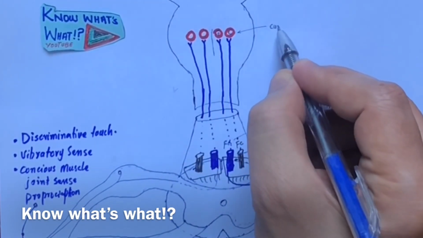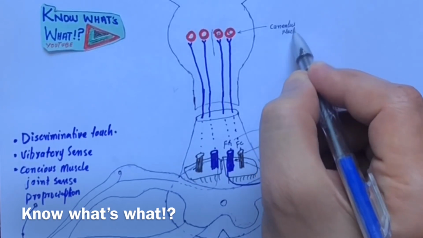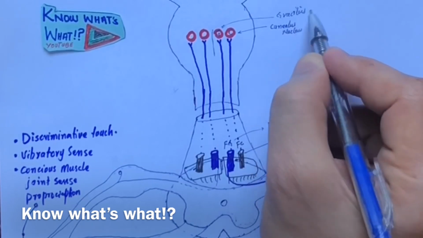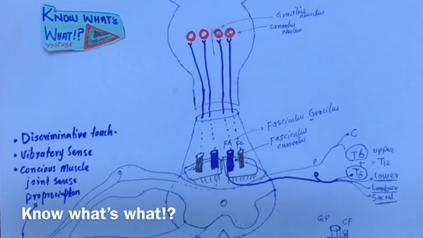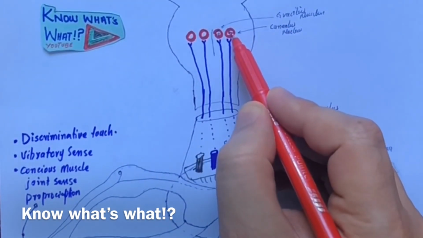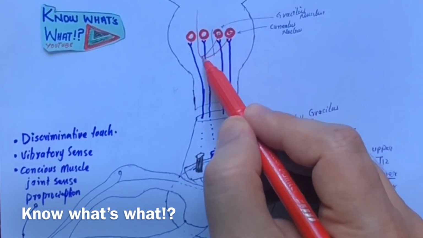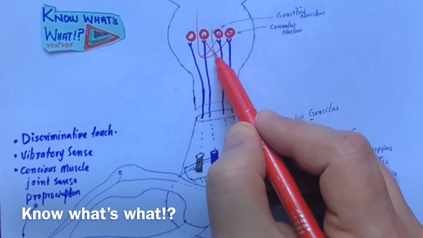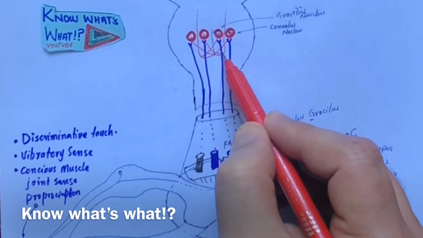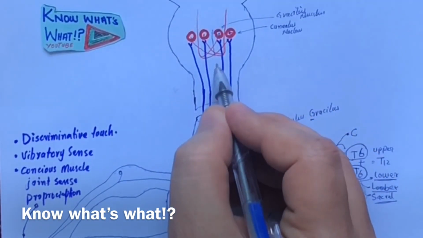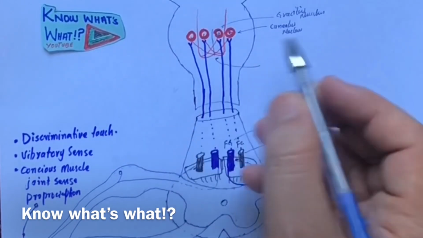So here is the cuneate nucleus, and on the other side as well, and here is the gracilis nucleus, okay? Now these fibers will terminate here, and the second order neuron will arise from here, and they will cross from left to right and right to left. And it's called the decussation here in medulla. And these fibers are called the internal arcuate fibers.